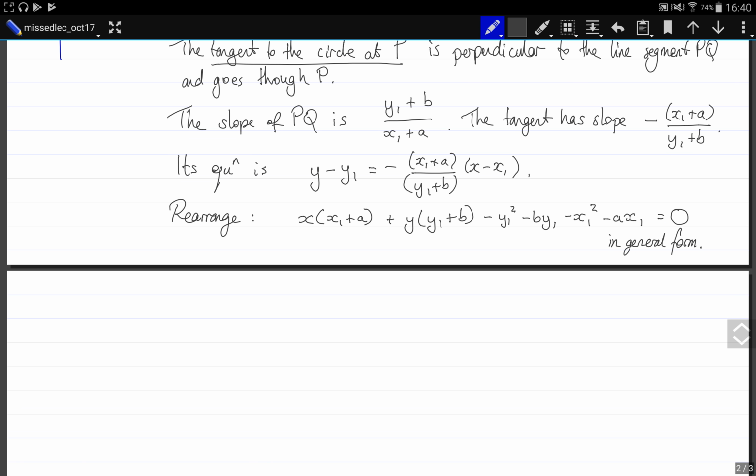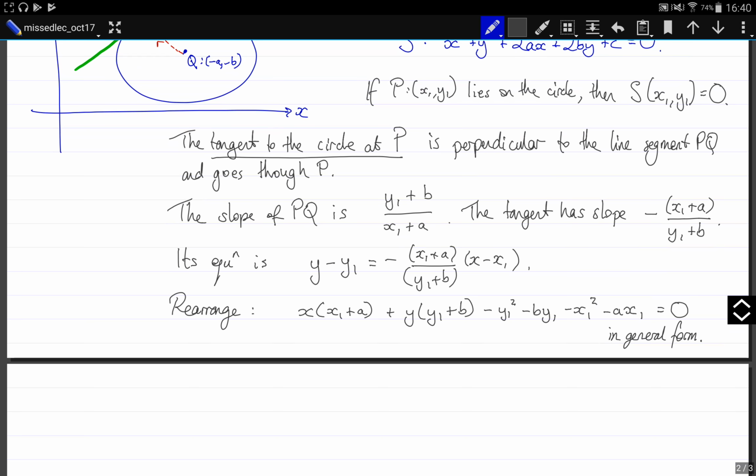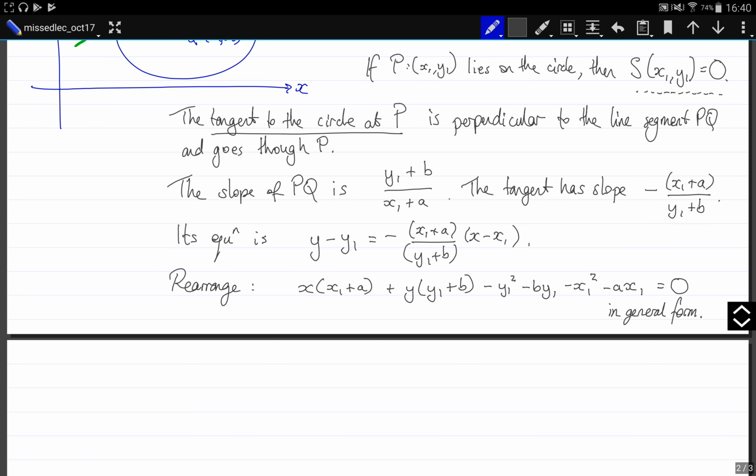Can we simplify this? Well, we haven't used the information that S of x1, y1 equals 0. What does that tell us? That tells us that x1 squared plus y1 squared plus 2a x1 plus 2b y1 plus c equals 0. So I'm going to substitute x1 squared plus y1 squared equals minus 2a x1 minus 2b y1 minus c.